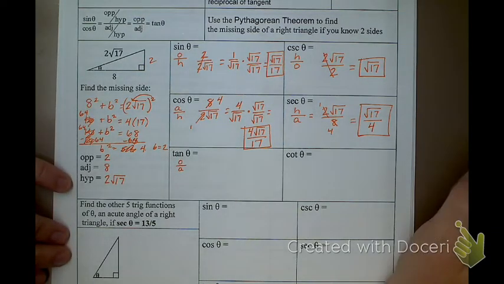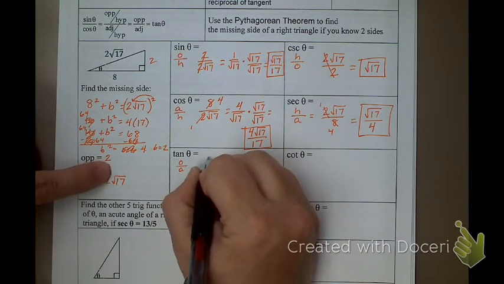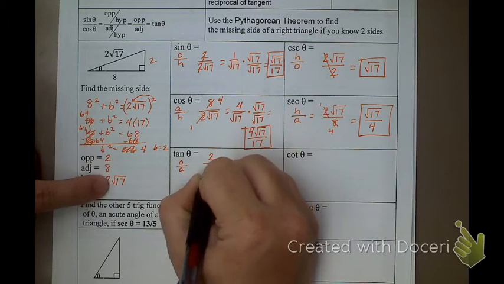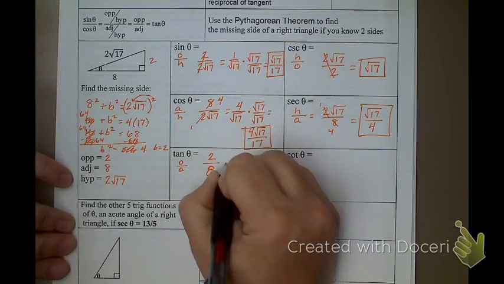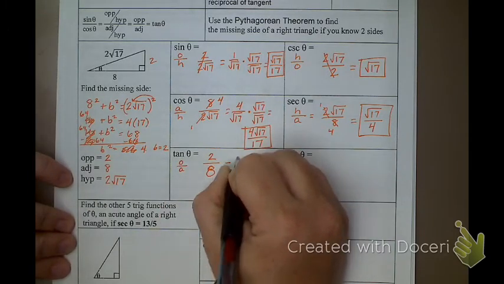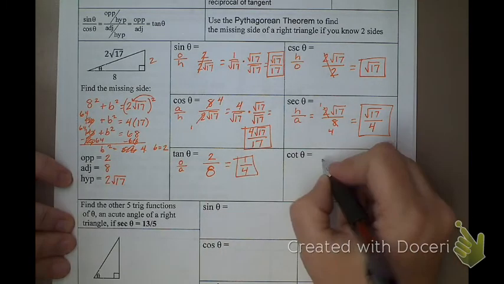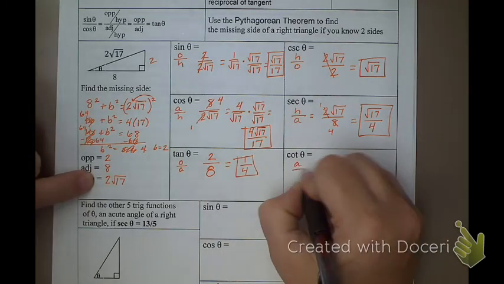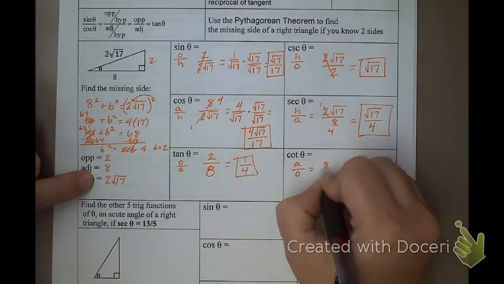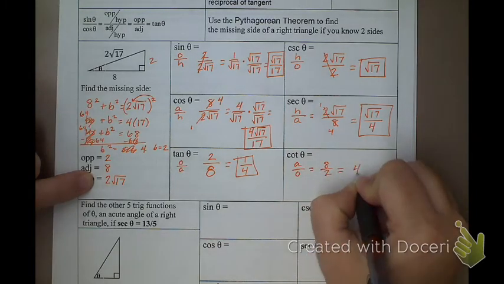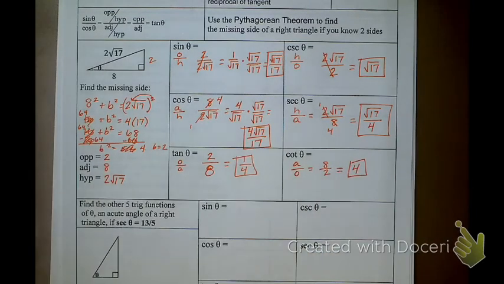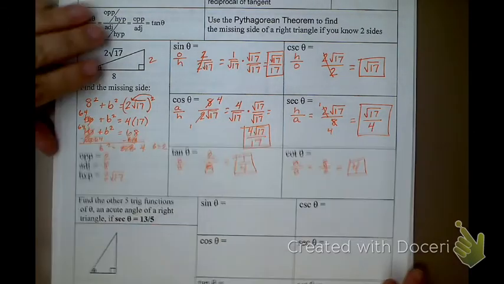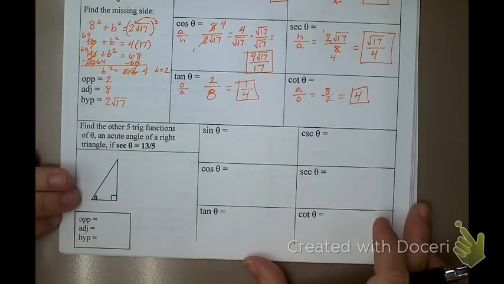Okay. And finally, tangent. Opposite over adjacent. Whoops, stepping ahead of myself. That's going to give me 1/4 when it reduces. Cotangent would be adjacent over opposite, which is 8 over 2 or 4. That one, because it doesn't have a radical, we don't have to be as specific about that one.